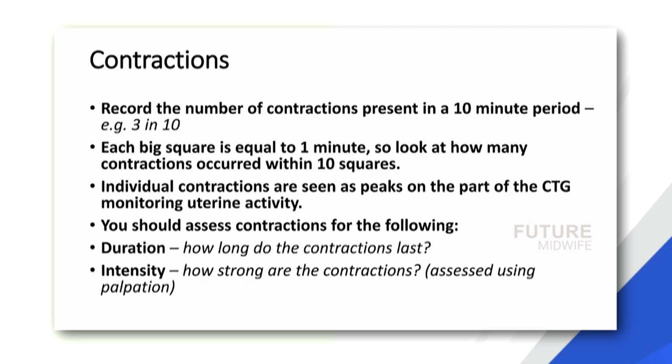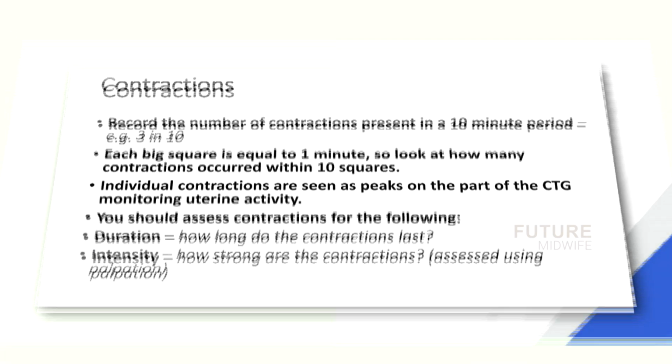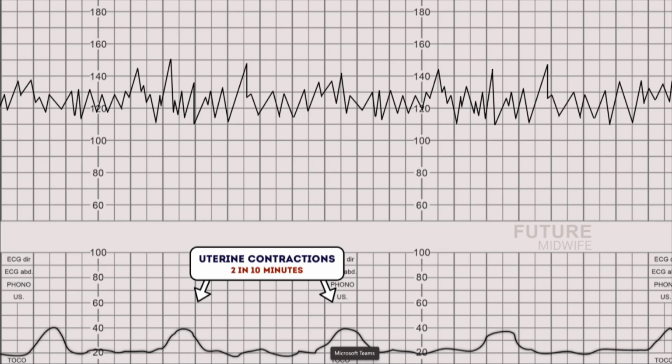Next, we'll see the contraction. Record the number of contractions present in a 10-minute period. That means 3 contractions in 10 minutes. Each big square is equal to 1 minute. So look at how many contractions occur within 10 squares. Individual contractions are seen as peaks on the part of the CTG monitoring uterine activity.